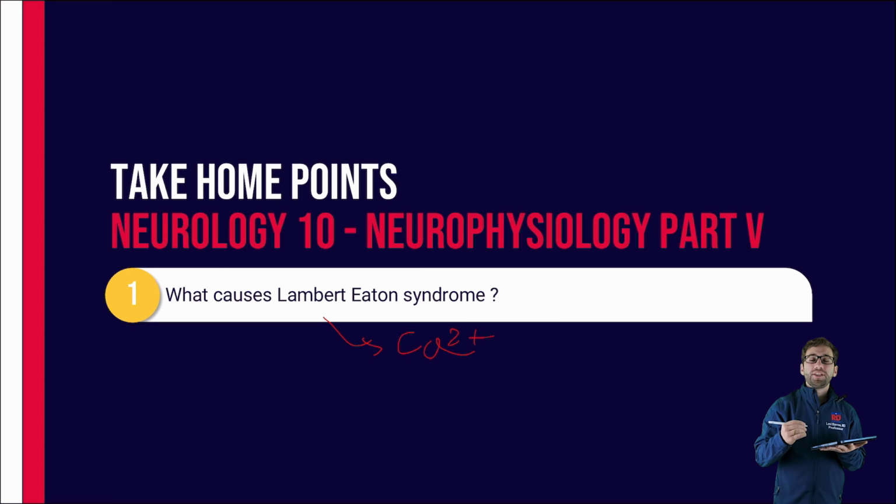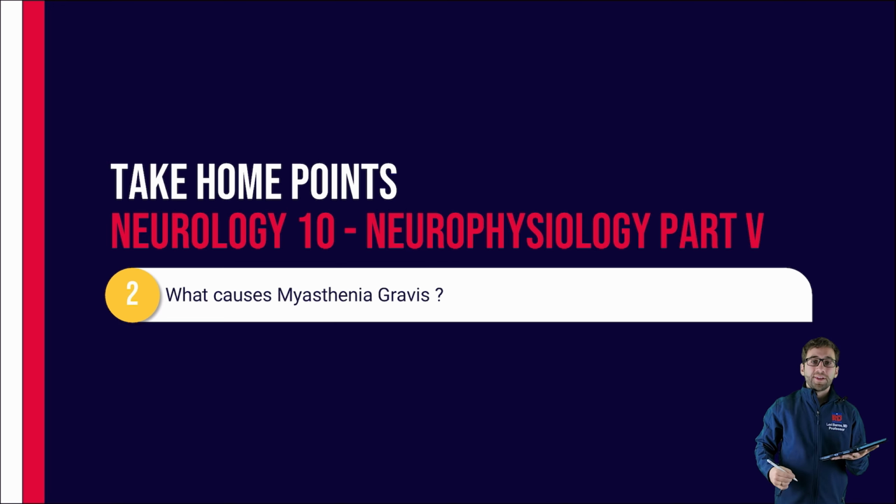At the presynaptic nerve terminals. These autoantibodies impair the release of acetylcholine, leading to muscle weakness, which often improves with repeated use. Remember, this syndrome is commonly associated with small cell lung cancer. Okie dokie. Moving forward, what causes myasthenia gravis?